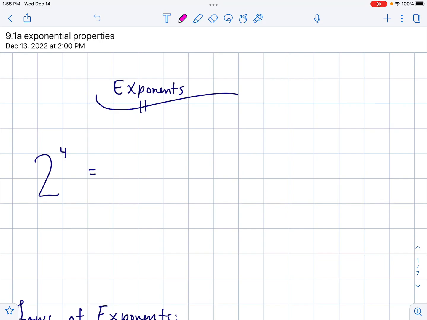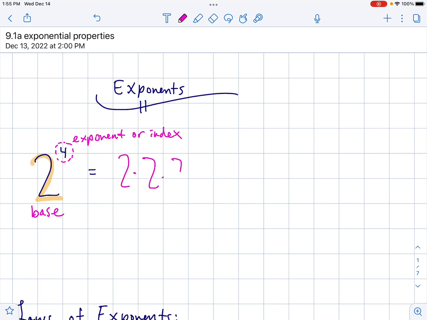Today we're starting chapter 9, where we're starting out talking about exponents and exponential properties. So the first thing I thought I'd talk about is what even is an exponent. This part of the number, this big part, is called the base of the exponent. And then the top up here is called the exponent or index.